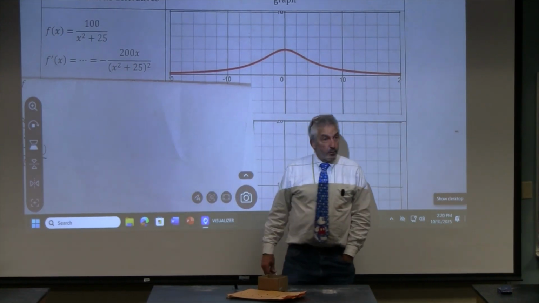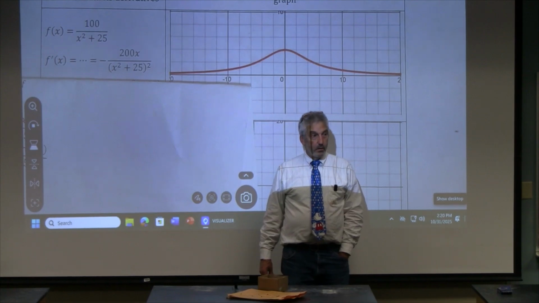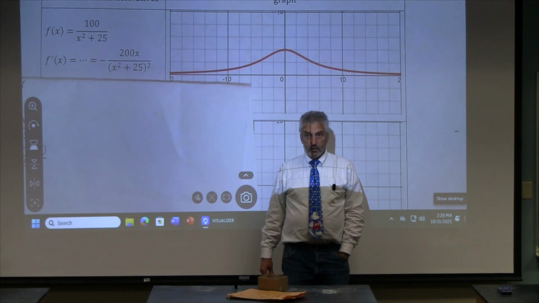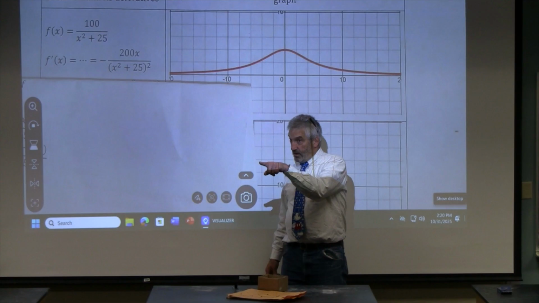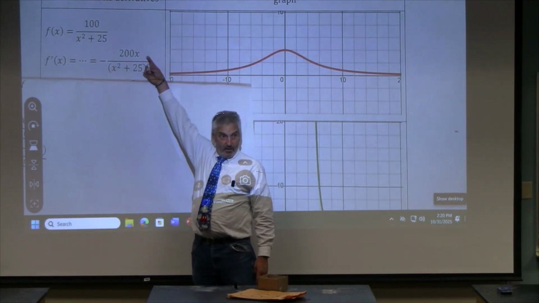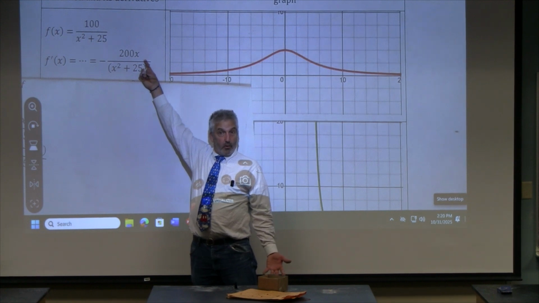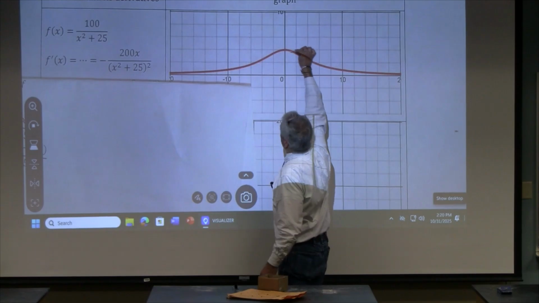When is f prime equal to 0? Marceline? The denominator is never 0. At x equals 0, it causes the numerator to be 0. So at x equals 0, there should be a horizontal tangent line. Aha, there it is, horizontal tangent line.